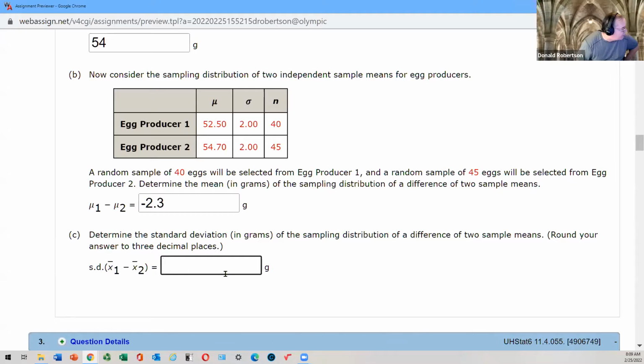I want to find the standard deviation or standard error. There's a new name for it. And I could do that by hand. It would be the square root of this guy squared divided by 40 plus this guy squared divided by 45. But I don't want to do that. I want to use Salt.